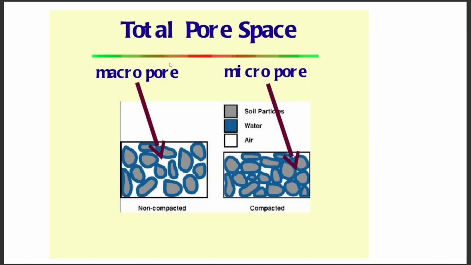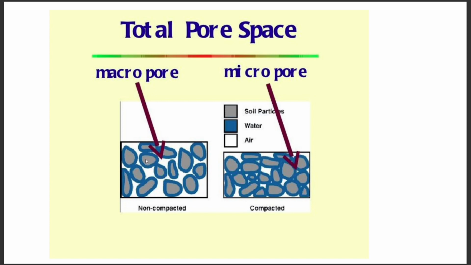So the pore space, mainly there are two types. One is macropore, another one is micropore. So macropores have bigger space, like this block, these are bigger pores. So in that area the air could be present in good amount, and water is surrounded over the soil particle.